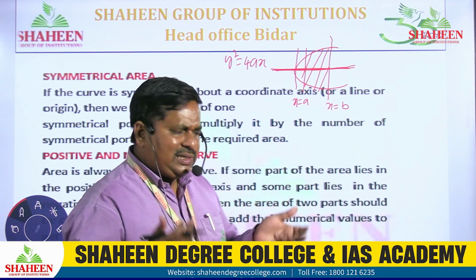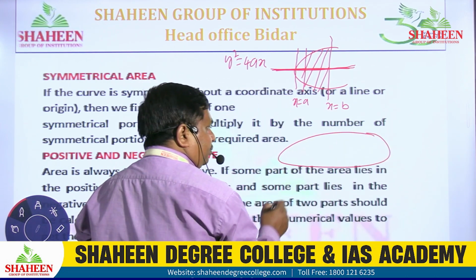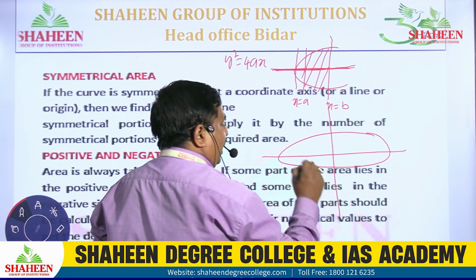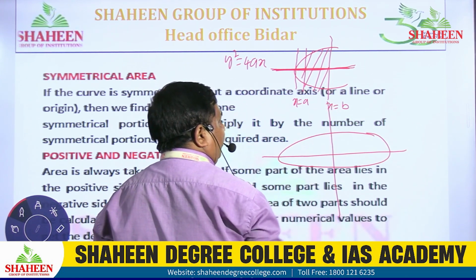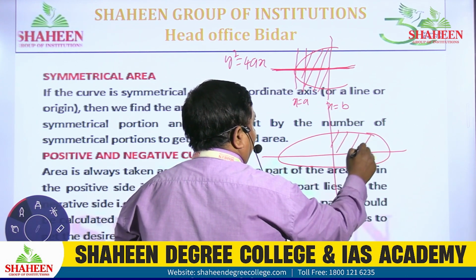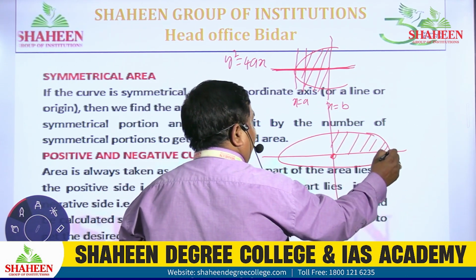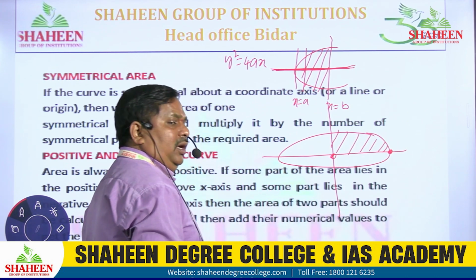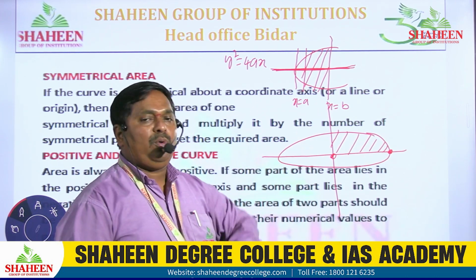Okay, now for example, we have an ellipse, and we are finding the equation of the ellipse. Then using the definite integral, we can find only the first quadrant area. The area is from 0 to a. If you find the area from 0 to a, you will get only one portion of the area.